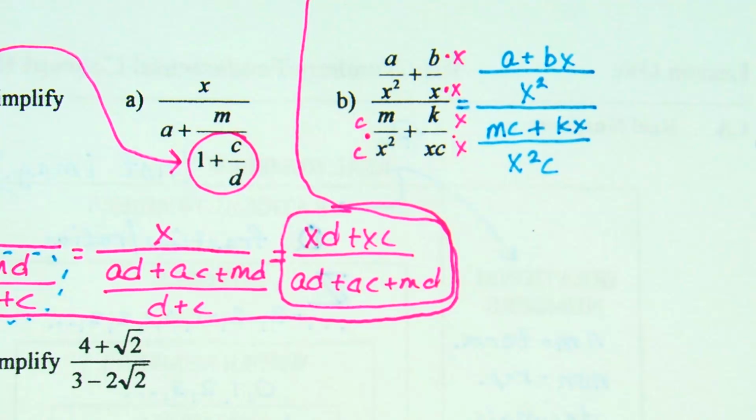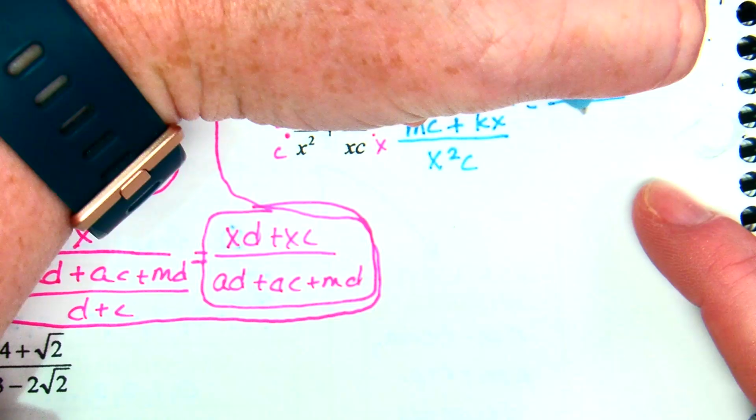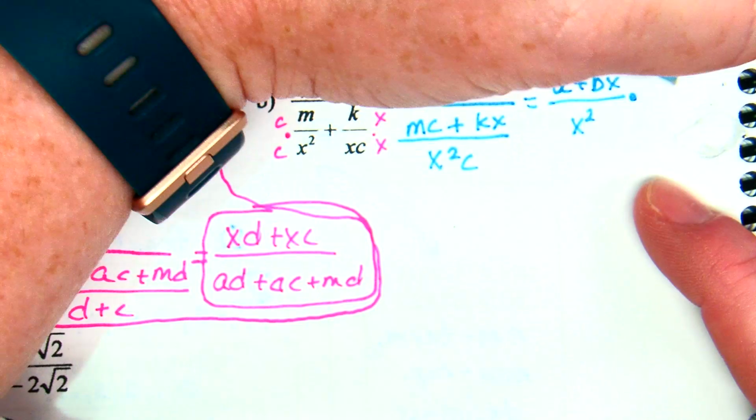Now we should be getting into your ballpark. Maybe we've already been there, but for those of you that are dying right now, fraction divided by fraction, folks. Keep: I'm going to keep (a plus bx) over x squared. Change: I'm changing division to multiplication. And then I'm going to flip. So x squared c over (mc plus kx).